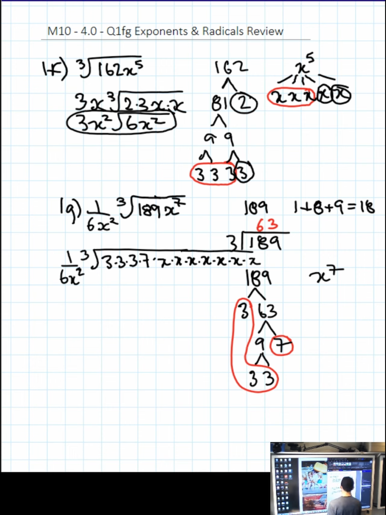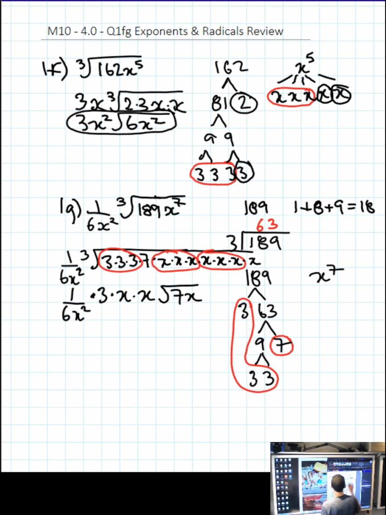Sorry for running into my work off to the right. Then I'm going to circle triplets. So we have 3 3's, then we have 3 x's, then we have 3 x's again. So that means I have 1 over 6x squared out in front, then I can take out a 3, then I can take out an x, then I can take out an x, and I'm left with root 7x.